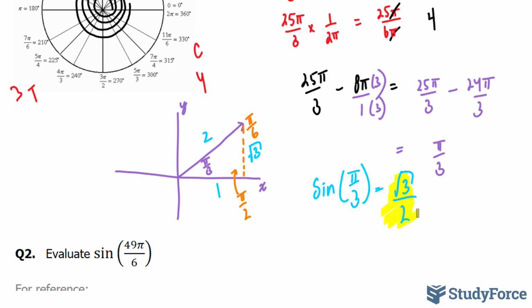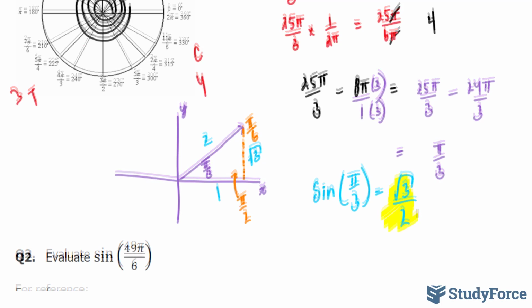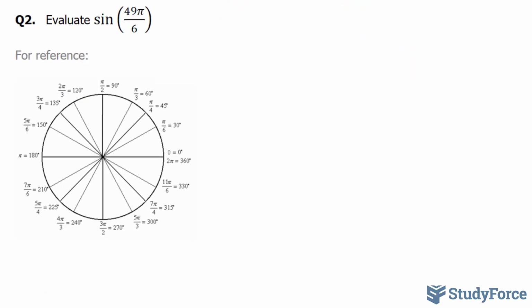Let's try another question that's similar to the one that we just did. So this time we have evaluate sine of 49 pi over 6. We need to find an angle that is equivalent to 49 pi over 6. Now how do we do that?